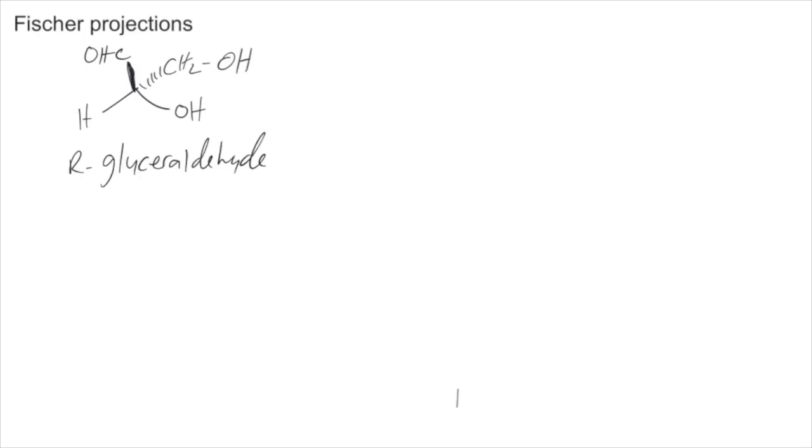And if we want to convert it into a Fischer projection, we have to have the most oxidized unit, the CHO, which is an aldehyde, at the top, and then we want the least oxidized one, CH2OH, down at the bottom. So we're going to rearrange this, and we're going to sort of pull it out at you a little bit so that the OH and the H are coming up at you, and the CH2OH and the CHO are in the plane. So I'll show you what that looks like.